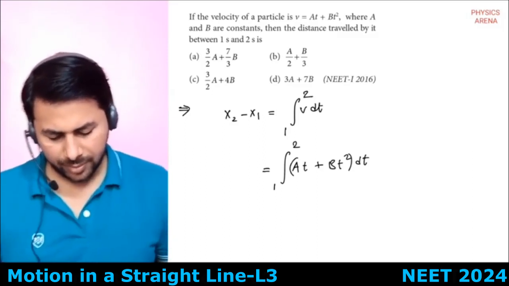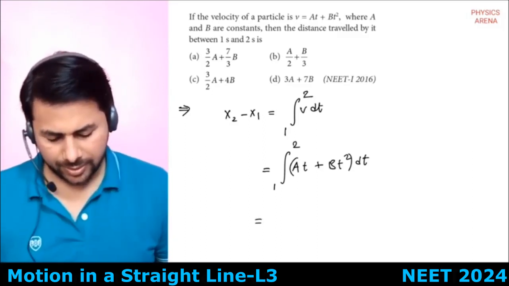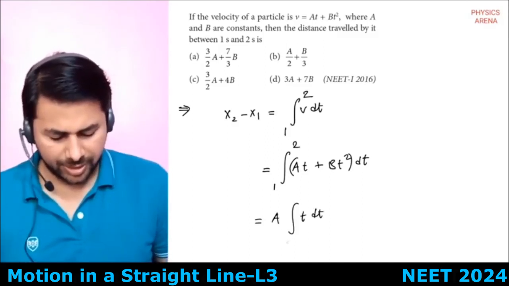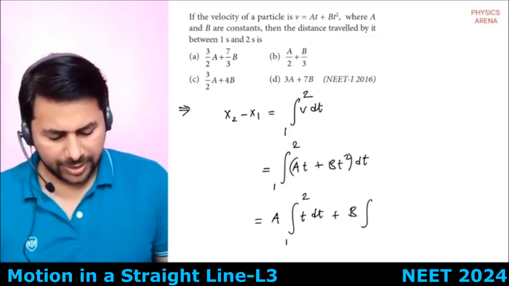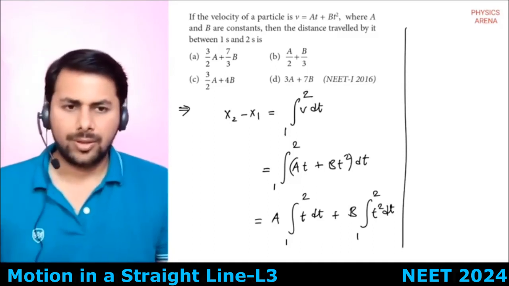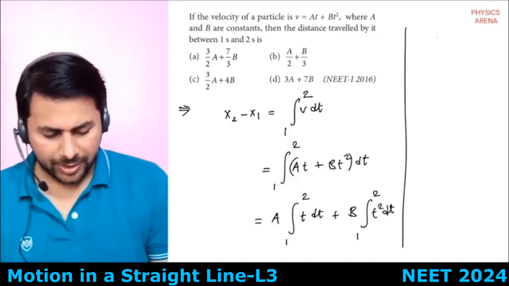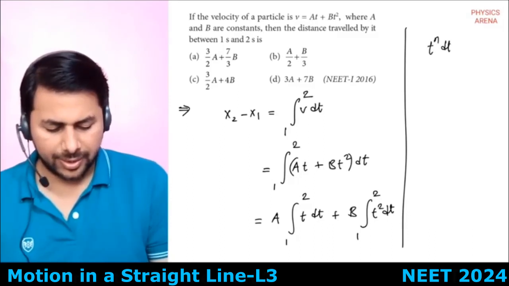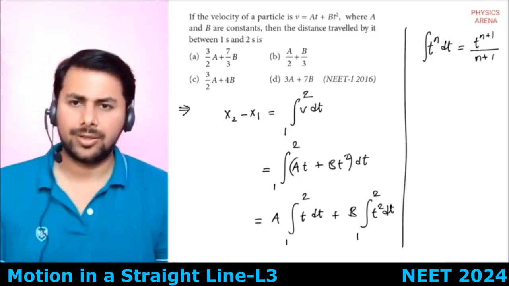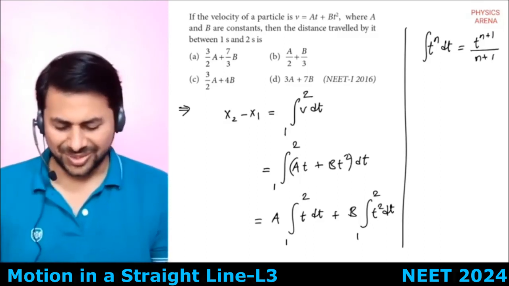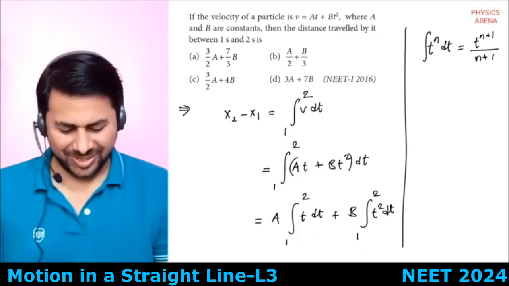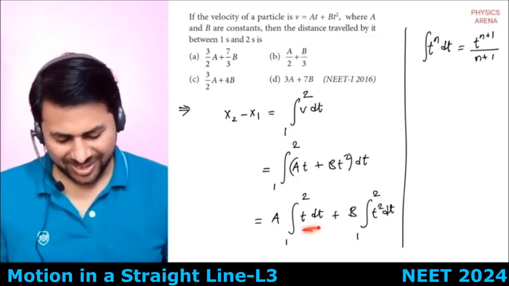dt. Okay, a we can take out. Then what is integration of t? So we have integration of t dt from 1 to 2 plus b we can take out, integration of t² dt from 1 to 2. Okay, so we know this formula of integration. Integration of tⁿ dt is equal to tⁿ⁺¹ divided by n plus 1. Option A, sir. Okay, good. Yes, sir. Option A. Everybody, right? Okay, so let me just finish it.